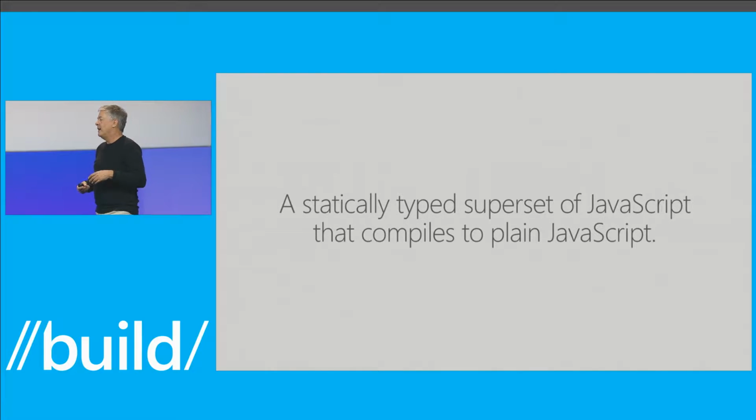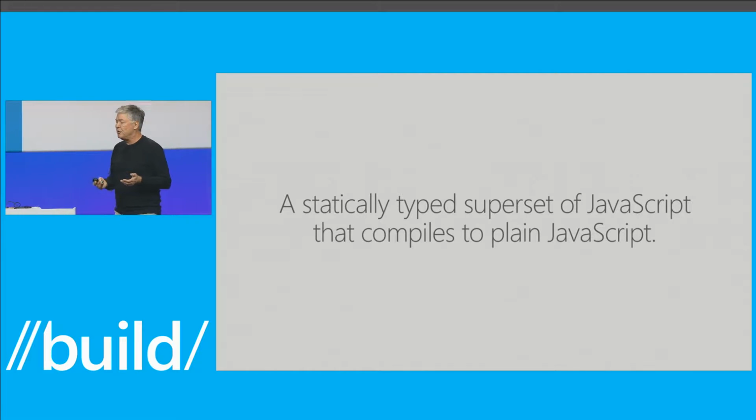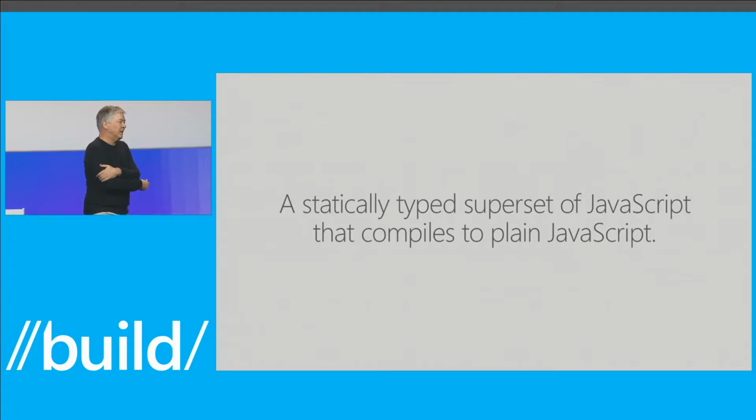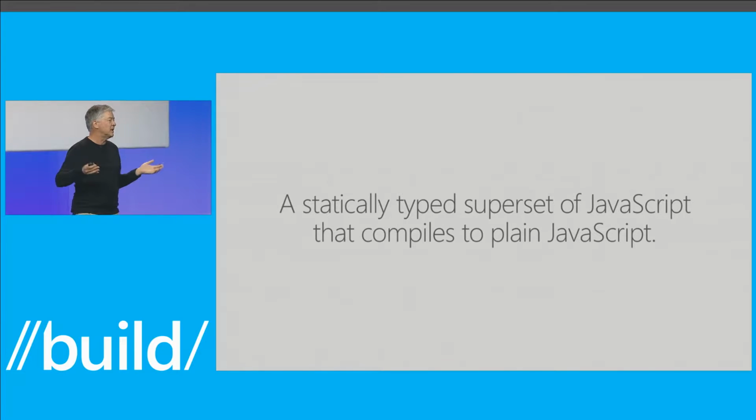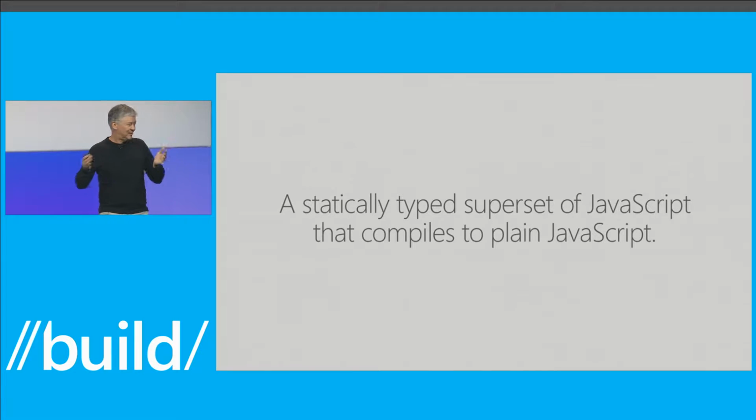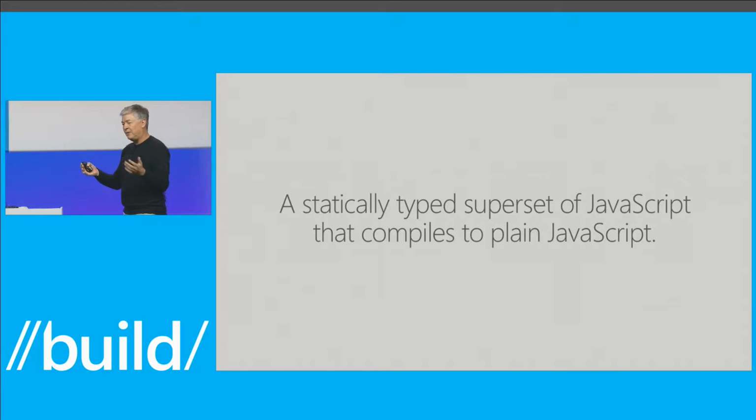So, as we thought about what we could do to make large-scale app development easier in JavaScript, we decided to build effectively a statically typed superset of JavaScript that compiles to plain JavaScript. So during development, you get an experience of having a grown-up language with all of the features that you want, and the language starts with JavaScript, so any piece of JavaScript is already TypeScript. But then you have all these additional features, but then when you compile, all of the features disappear and you're just left with JavaScript again.